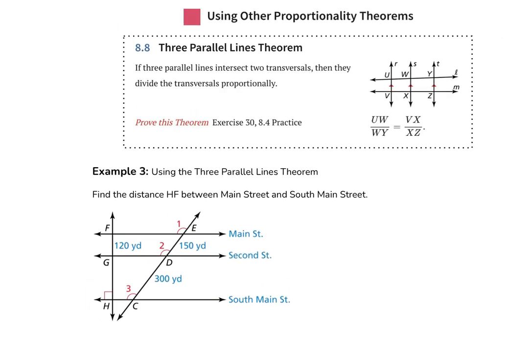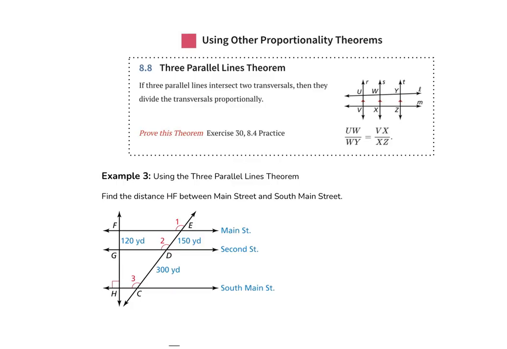Okay, here's another theorem. We call this one the three parallel lines theorem. Okay? And just like you would think, we have three lines that are parallel. So we got U, V, W, X, Y, Z are all parallel to one another. Okay? If we have three lines that are parallel.